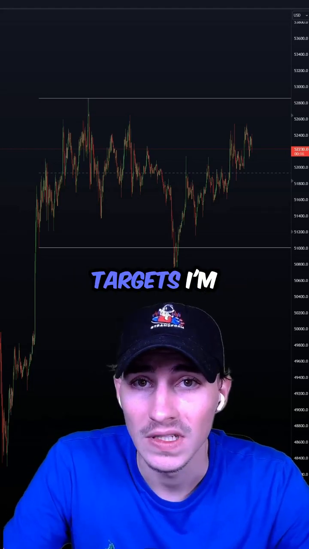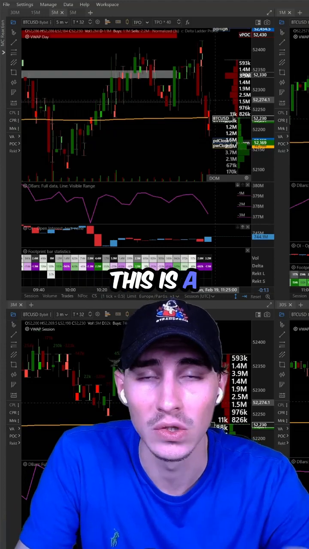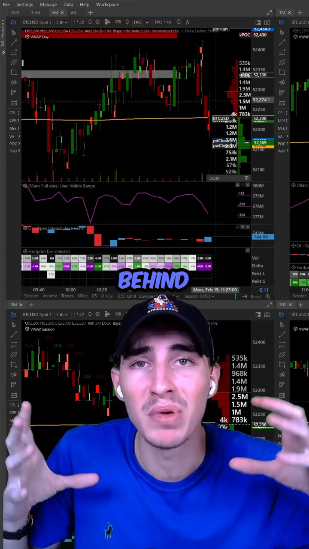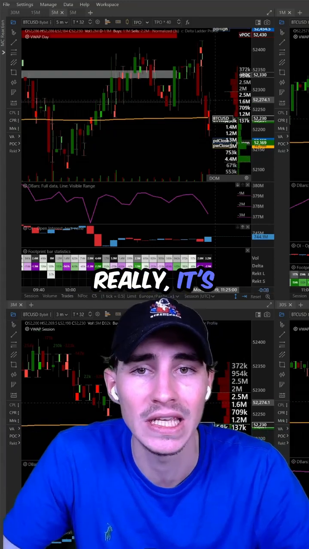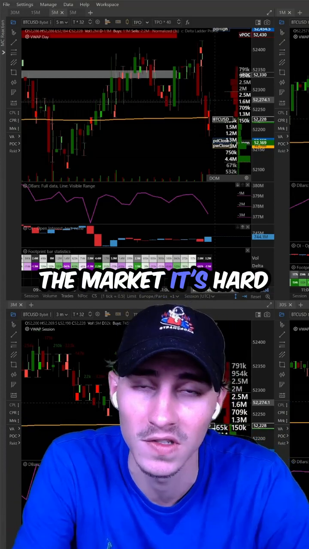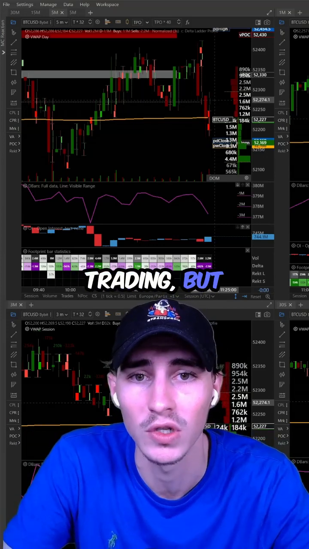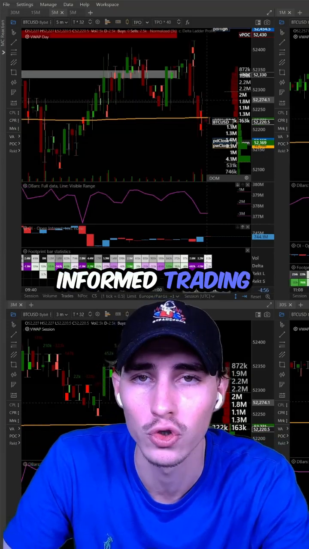To trade the targets I'm going to give you, you simply have to read an order flow. This is an order flow. You can see what's happening behind the market in the background, really. It's telling you really what's going on. And so, if you read the data behind the market, it's hard to be wrong, right? Of course, you cannot be 100% sure, this is trading, but you're going to make some more informed trading decisions.